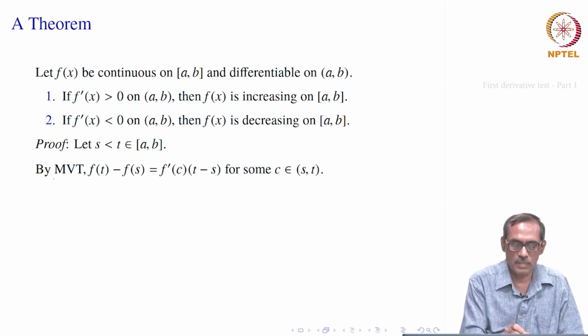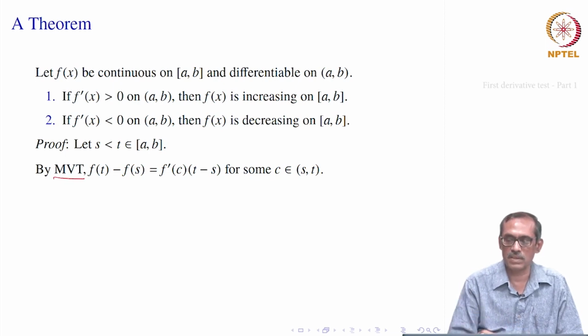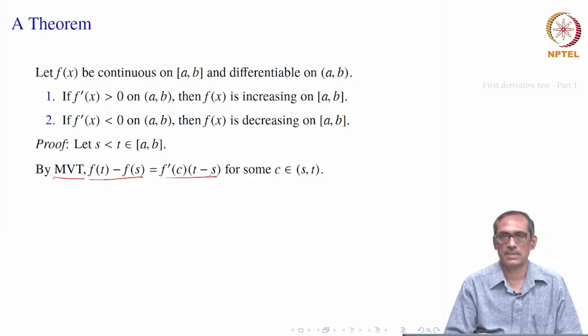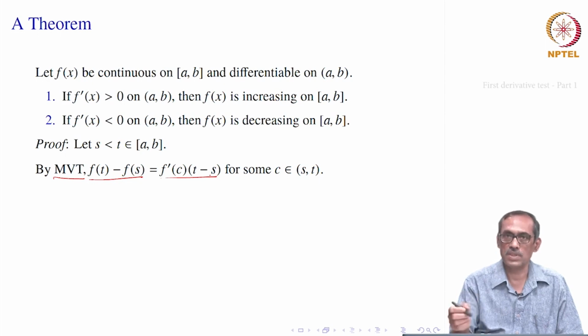Now, we will use the mean value theorem. It satisfies the conditions of the mean value theorem. So, its conclusion is f t minus f of s, our t is to the right of s, equal to f prime c times t minus s. For some c inside the open interval s t, f prime c times t minus s will be equal to f t minus f s.